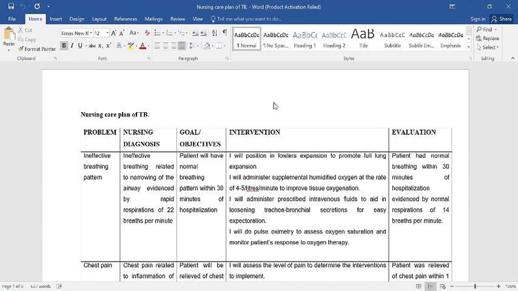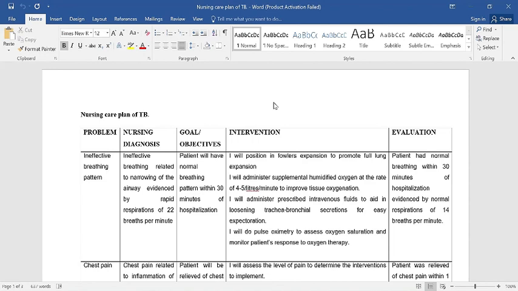Today we are looking at the nursing care plan for tuberculosis or PTB, which is pulmonary tuberculosis. So we understand that we're going to look at 5 problems, of which we are going to mix actual problems and potential problems. So without wasting much of our time, let's go into the topic, the nursing care plan.